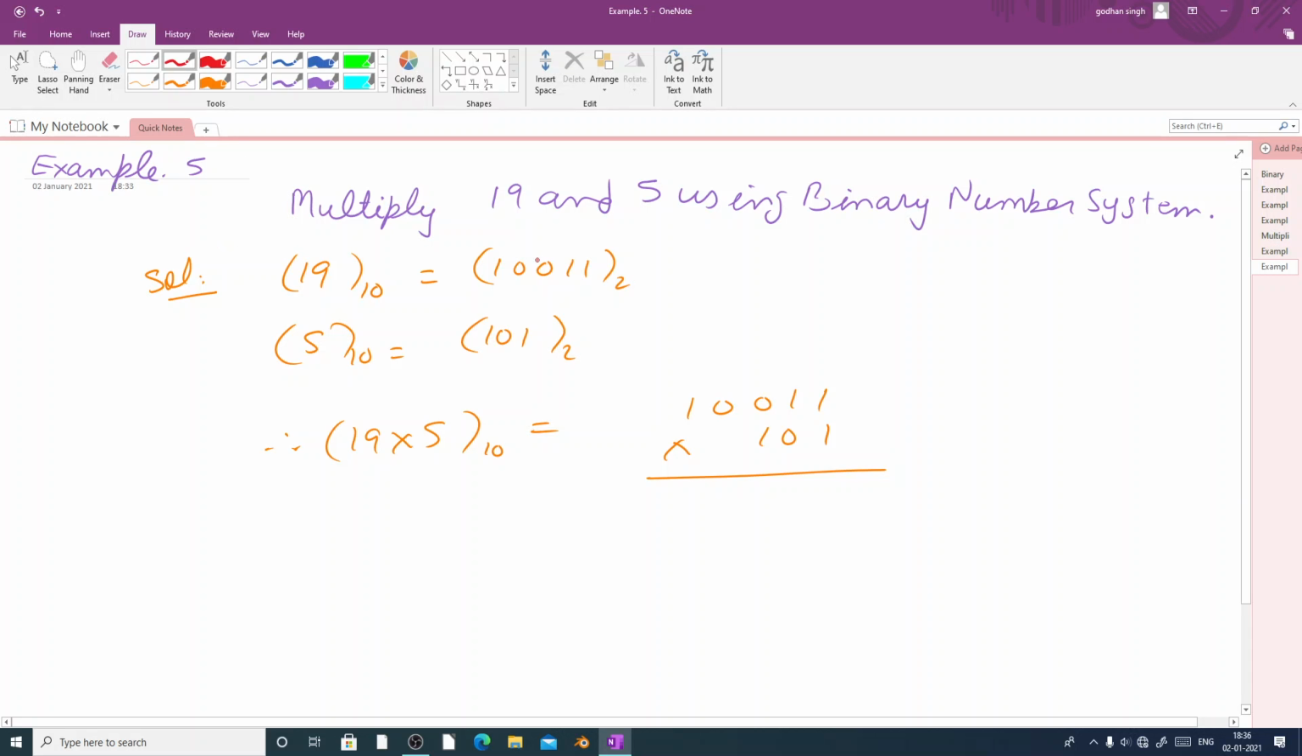Example 5. Multiply 19 and 5 using binary number system. So the number 19 in binary form is 10011 with base 2, and 5 in binary number form is written as 101. Both the numbers you will have to find by the method of converting a decimal number into binary number form. This will not be given in the question. This is what you have to find on your own. Now we'll learn how to multiply them.